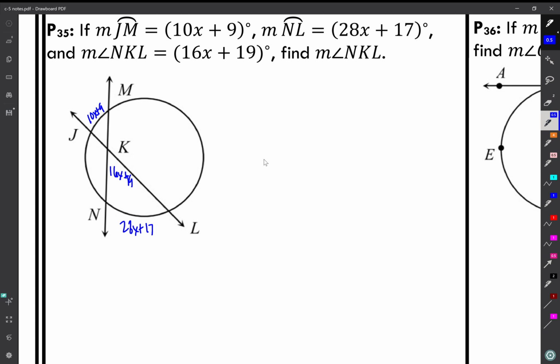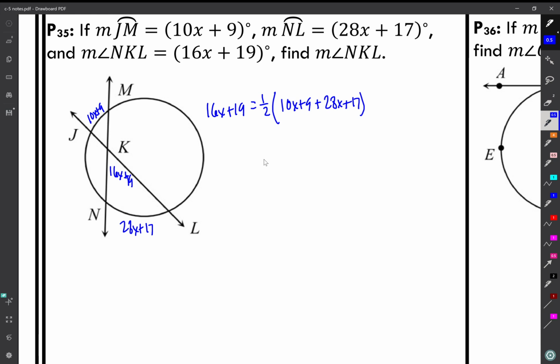Before we can even do that, we need to find x. So this is what we'll set up. I know the angle 16x plus 19 is equal to 1/2 the sum of the two intercepted arcs, because we're intersecting inside the circle. So we'll add up those two: 10x plus 9 plus 28x plus 17. It's all inside the parentheses.